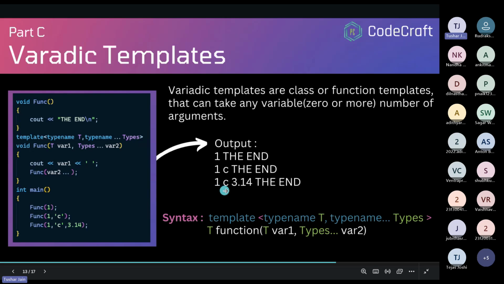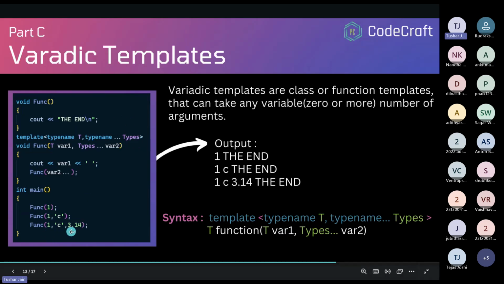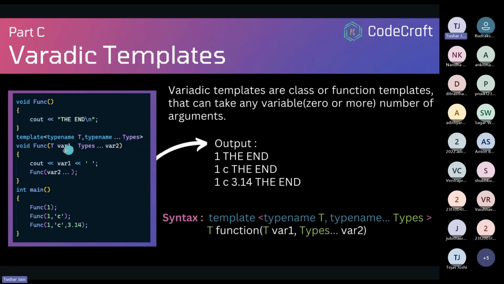But still it prints 1, c, 3.14, and the end, because we are using a template, and with each iteration we are passing a variable which might be of different data type. So the next types might not depend on T. So the types might be different from T. So let's say I'm passing 1, c, 3.14. So it's 1, c and 3.14 here.